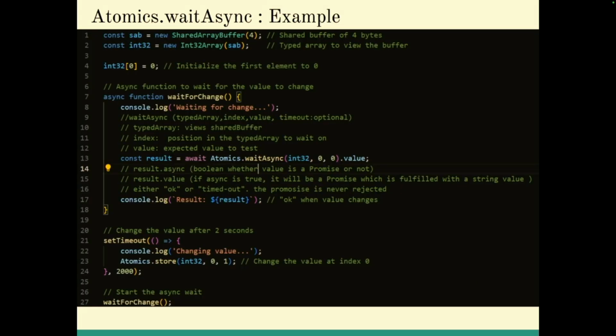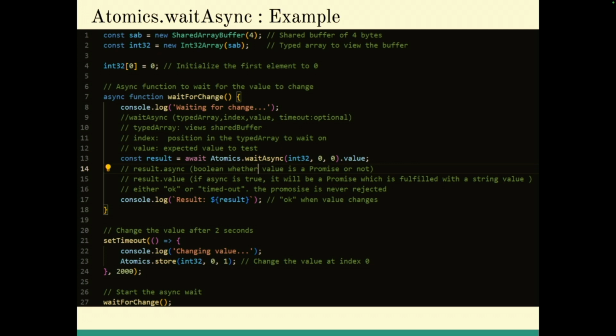So let's look at an example here. If we look at line 1, we have a shared array buffer of 4 bytes. And then in line 2, we'll have the typed array to view that buffer. And then we'll initialize the first element to 0. And then if we quickly jump to line 21, what we will do is change the value at index 0, and change that every 2 seconds.